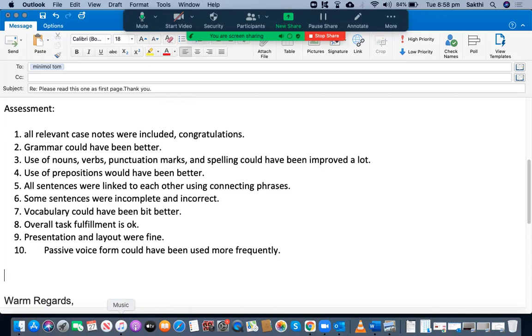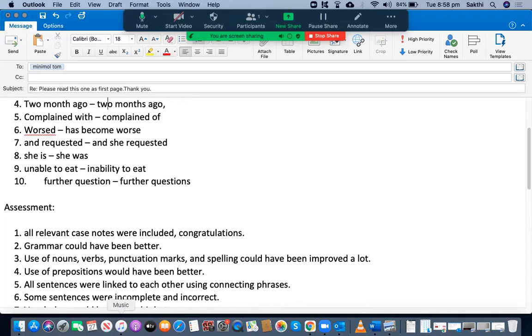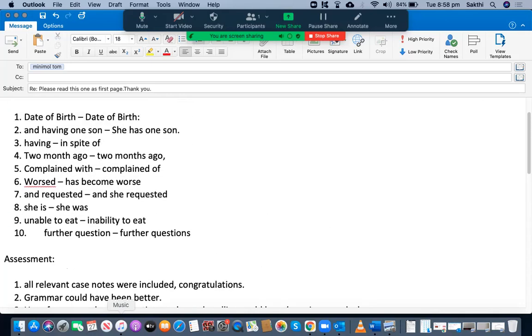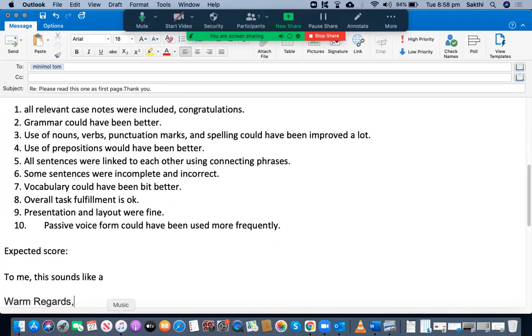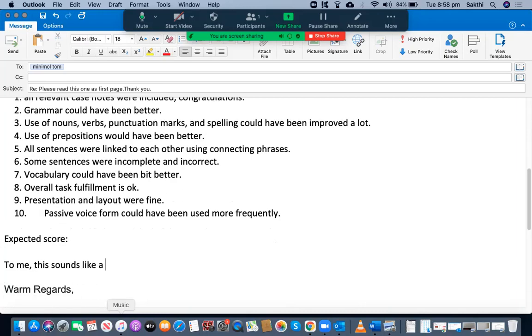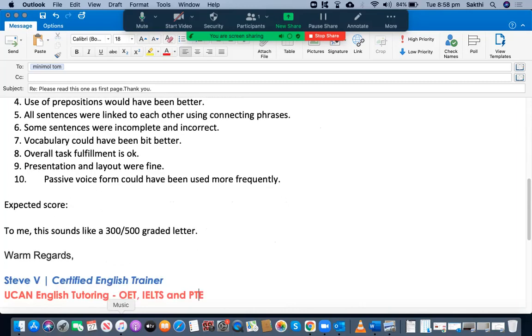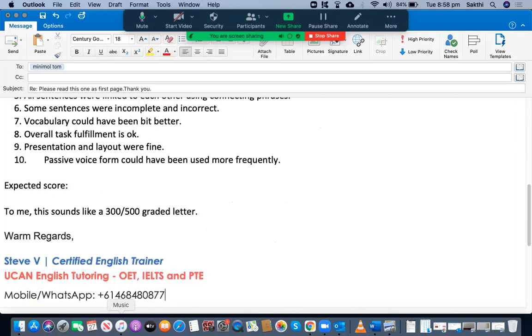All right, let me give you the score. The expected score for this one, let me check the severity and the frequency of the mistakes that you have committed. All right, yeah, a couple of mistakes are the minor ones, but apart from that, most of the mistakes are major. So to me, this sounds like a C plus grade letter. She can get a maximum of 300 out of 500, according to me. She needs to be very careful about these mistakes and she must avoid all these mistakes.